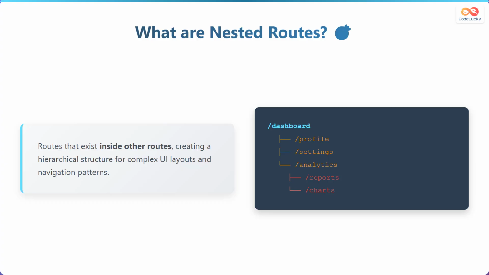Nested routes are routes that exist inside other routes. They create a hierarchical structure for complex user interface layouts and navigation patterns.